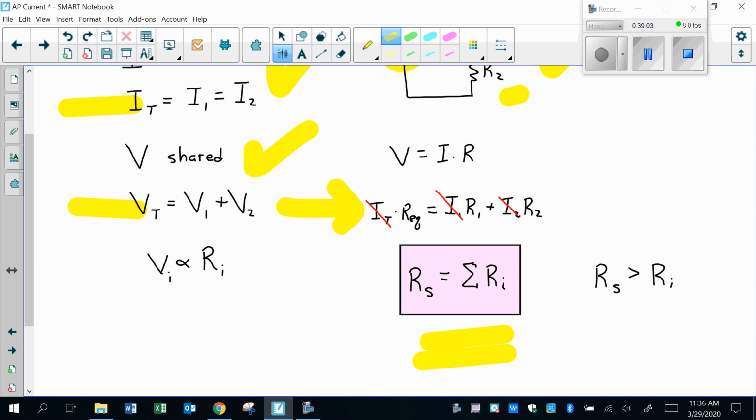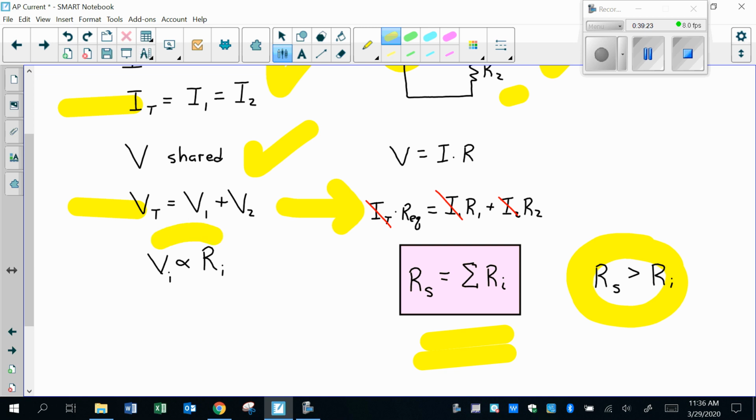Think about it. If a charge has to go through the first resistor that has 10 ohms, and then it has to go through the next resistor, which is 5 ohms, that's 15 total ohms that it had to go through. So hopefully a sum total makes sense. The total resistance you're going to have in series is always going to be bigger than the individual resistors themselves.